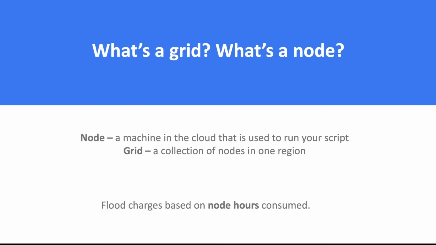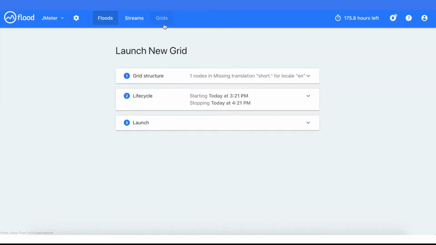In Flood, each node is independent of the other nodes in that grid. It's also solely available for your use, whether you're on a trial plan or a paid plan. This way, you can be sure that there's no contention for resources. A grid is a collection of nodes in one region.